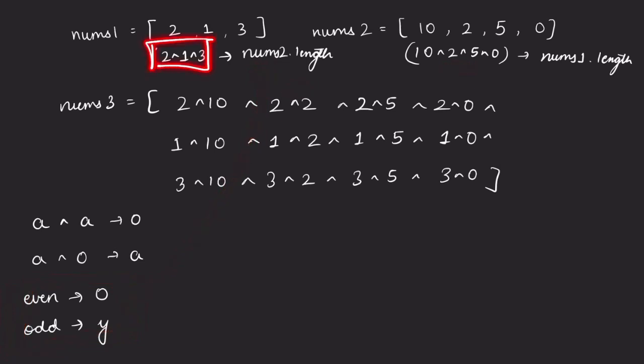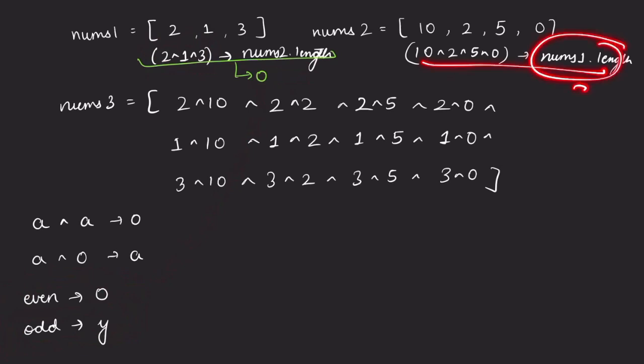So see, this is being XORed equal to the length of nums2, and nums2 length is 4, which is even. So that means the answer of this will be 0. So we can say that the answer of this entire thing will be 0. Then if we consider this one, so this is 3. The XOR of this is happening 3 times, which is odd. So the answer of this is y. What is y? This particular thing, right?